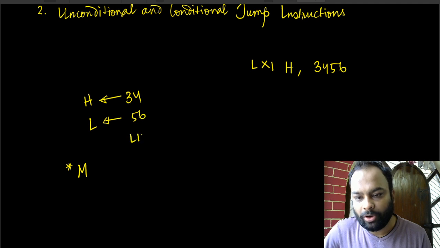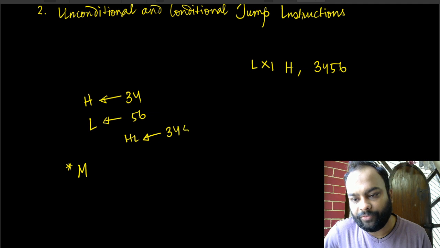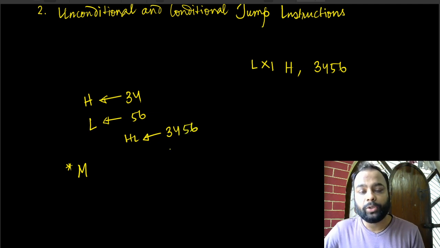So HL had a value of 3, 4, 5, 6. We could use it for the third purpose. What was the memory pointer, right? For example, HL had a value of 3, 4, 5, 6.